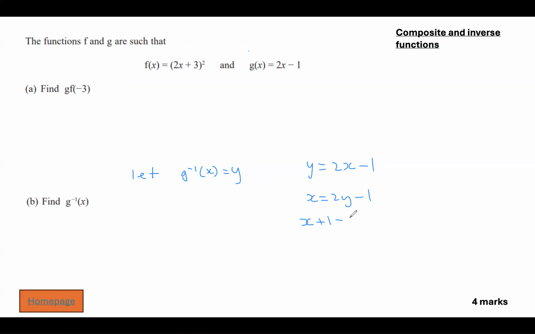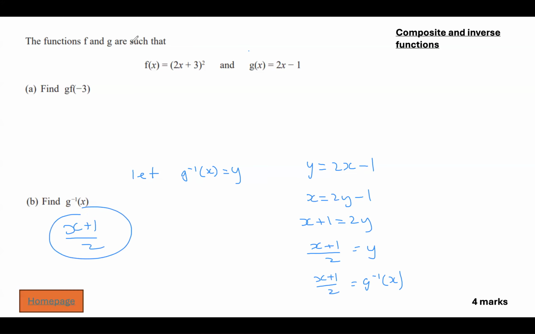So x plus 1 equals 2y. And then we're going to divide by 2. So x plus 1 over 2. So the inverse function g to the minus 1 of x, which is y, is equal to x plus 1 over 2. So x plus 1 over 2 is my answer.